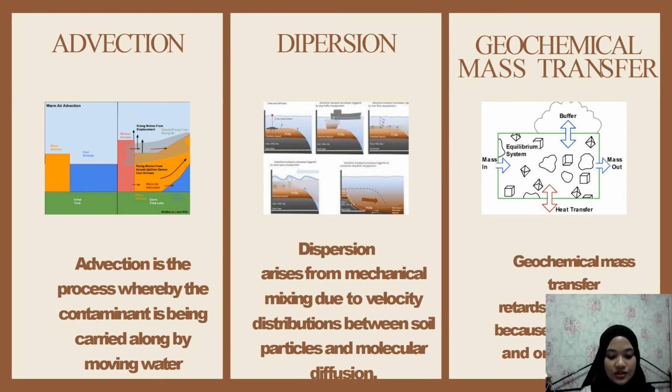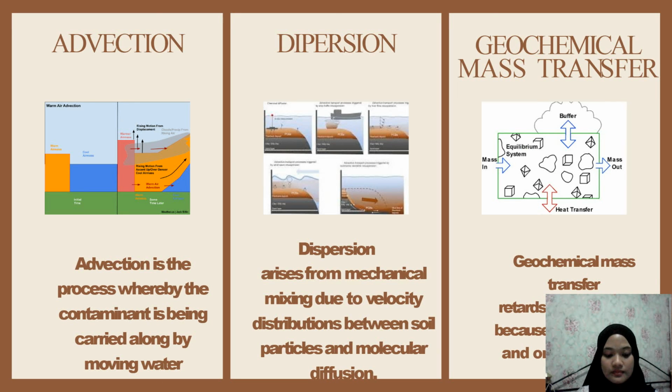This slide shows the four elements in contaminant transportation, which are advection, dispersion, geochemical mass transfer, and decay. Advection is the process whereby the contaminant is carried along by the moving water. Next, we move to dispersion. Dispersion arises from mechanical mixing due to velocity distribution between solid particles and molecular diffusion.